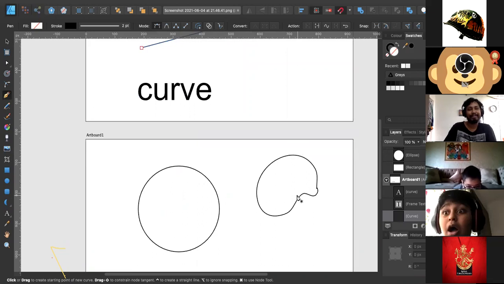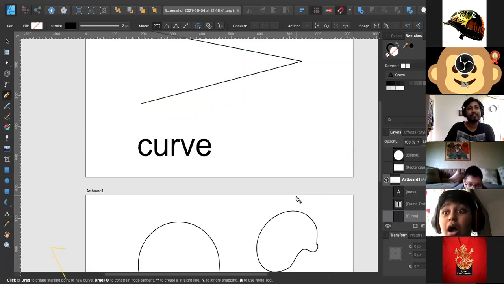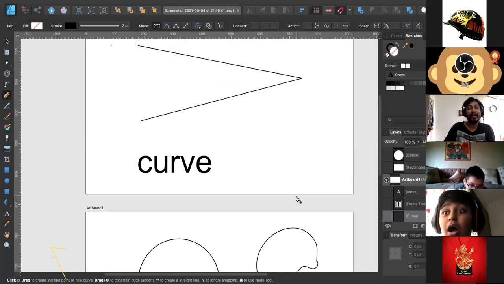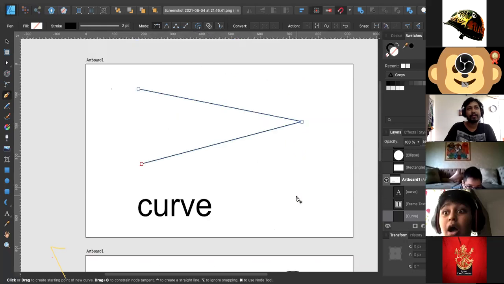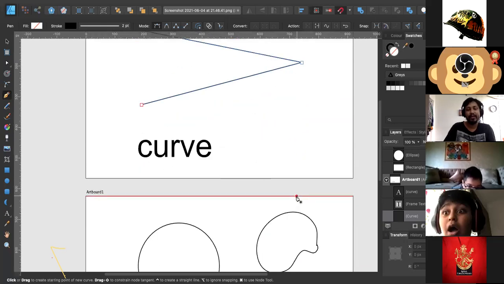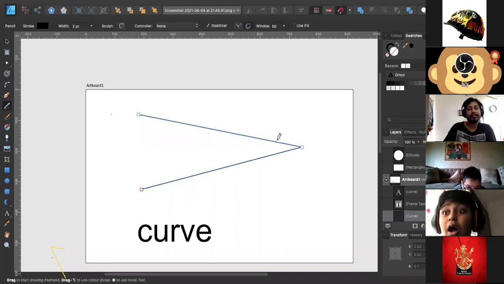Sir, a curve is a curve because it is bending. Bending, what do you mean by that? Bending as in curving and bending. Sir, I think that a curve does not consist of any angles. So this is not a curve.